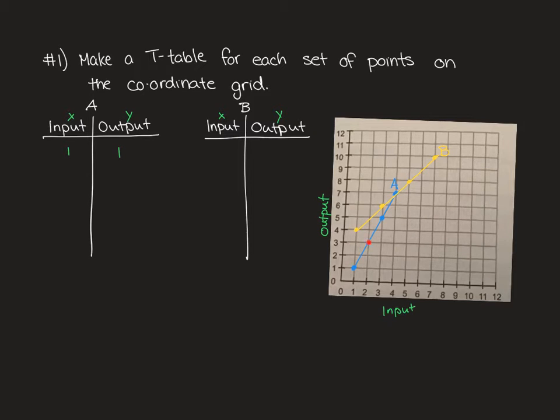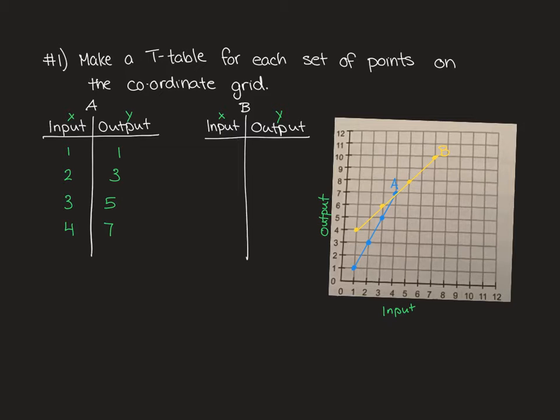Then we look at our next point. Our input is 2 and our output is 3. So we'll write 2 and 3. Our input, if we go down, is 3 and our output is 5. So we have 3 and 5. And our fourth point, it's kind of hidden behind the yellow one, but it matches up with our input of 4 and our output of 7. So we would write 4 and 7.